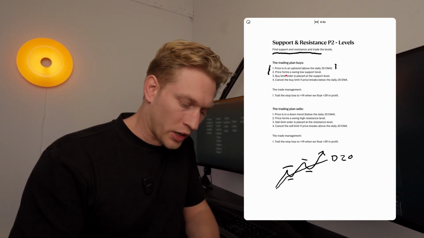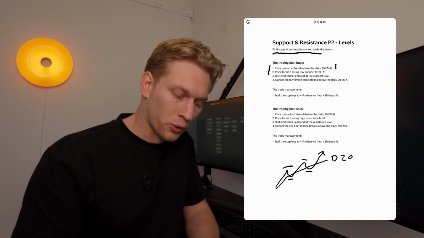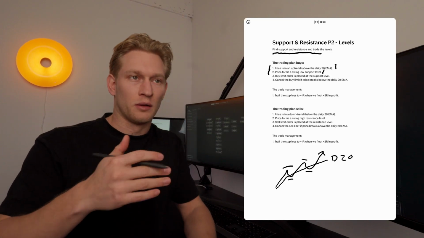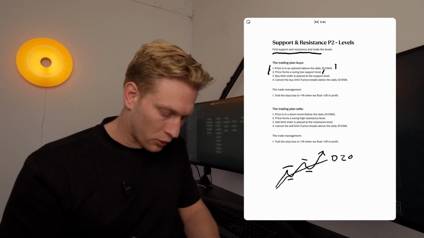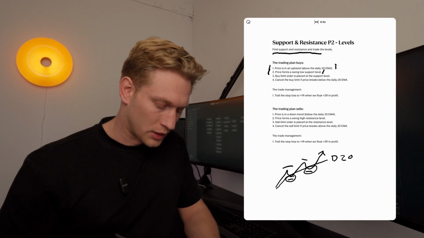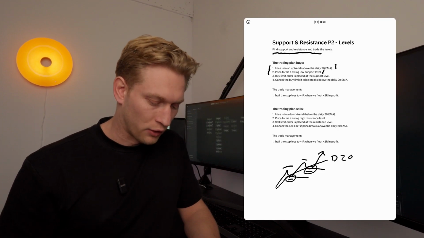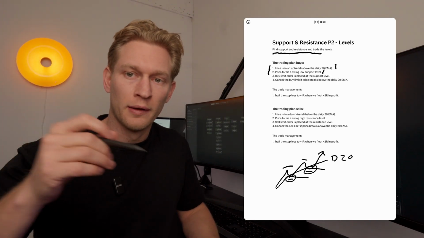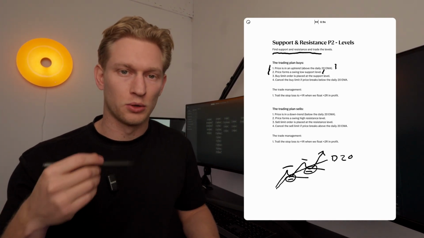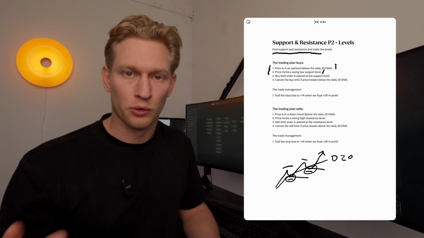And step two is price forms a swing low support level. Imagine price is moving up and up and up, then we are printing those higher lows, right? We are printing those higher lows, and those are support levels. If price comes back to it, we expect that the trend continues to the upside, but finds support at those levels. So those levels are really the secret of this strategy.